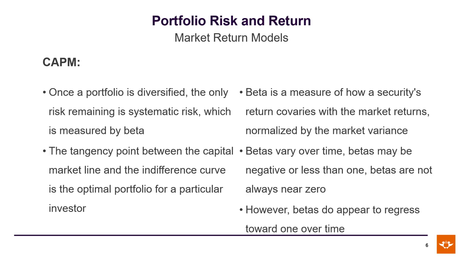When using the capital asset pricing model, it must be noted that the only risk allowed for in the model itself is market risk, sometimes known as systematic risk or undiversifiable risk. So essentially, it is the risk that you cannot get rid of by the way you construct your portfolio, and this is measured in the model by beta. And beta is a measure of how a security's return co-varies with the market returns.